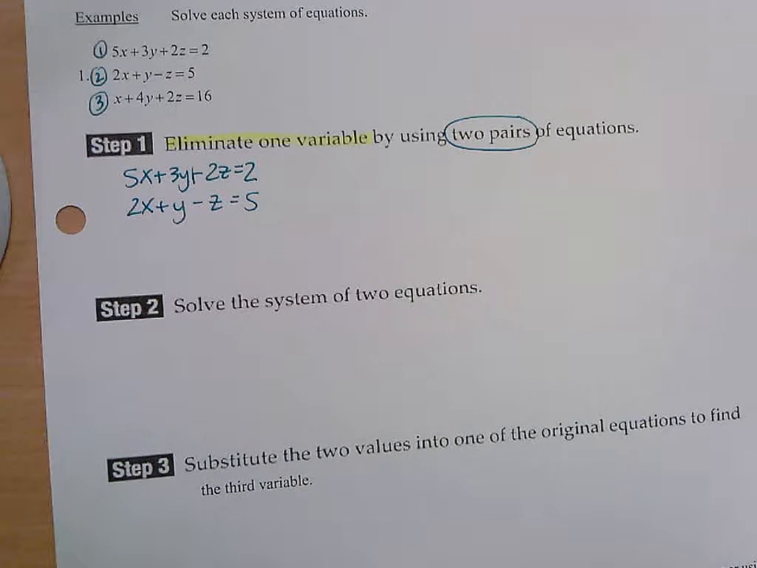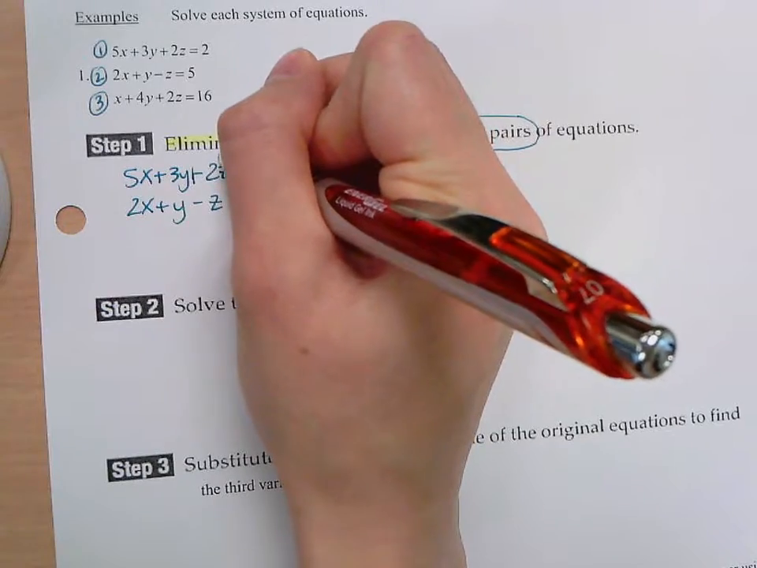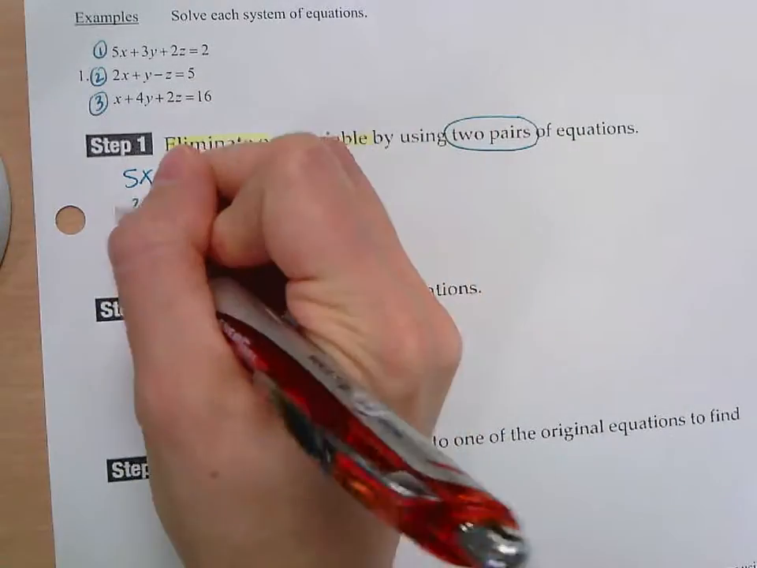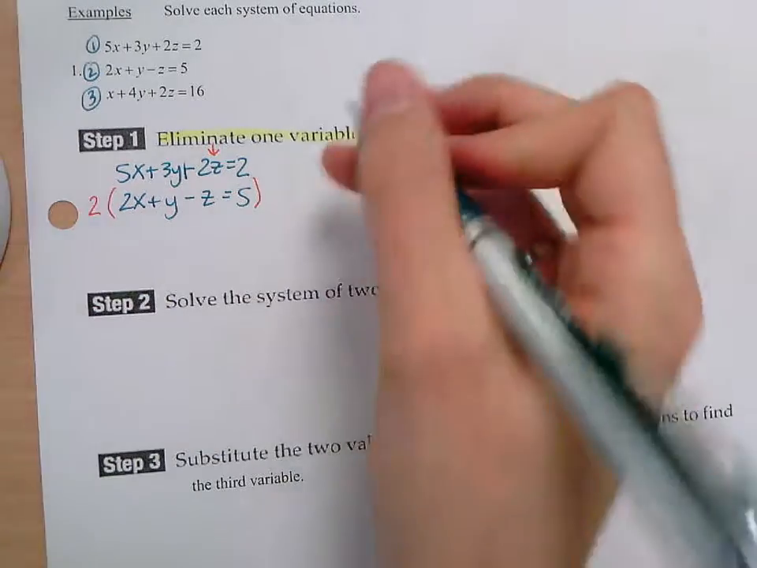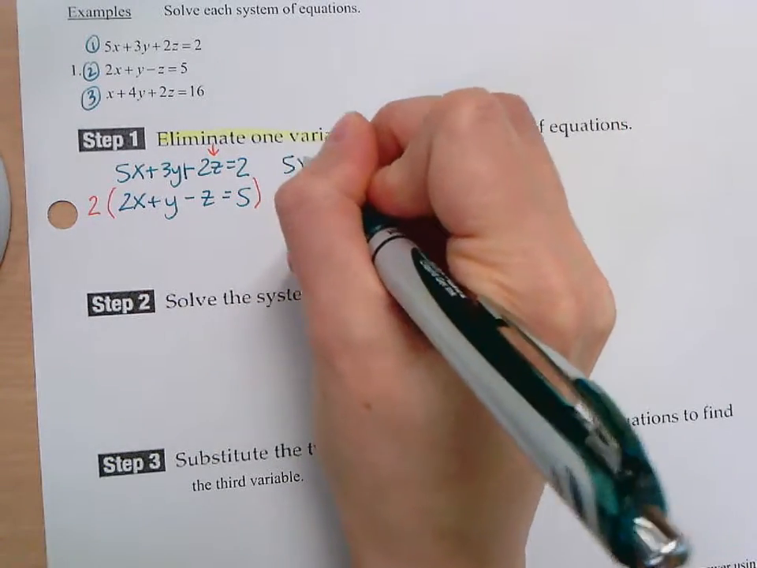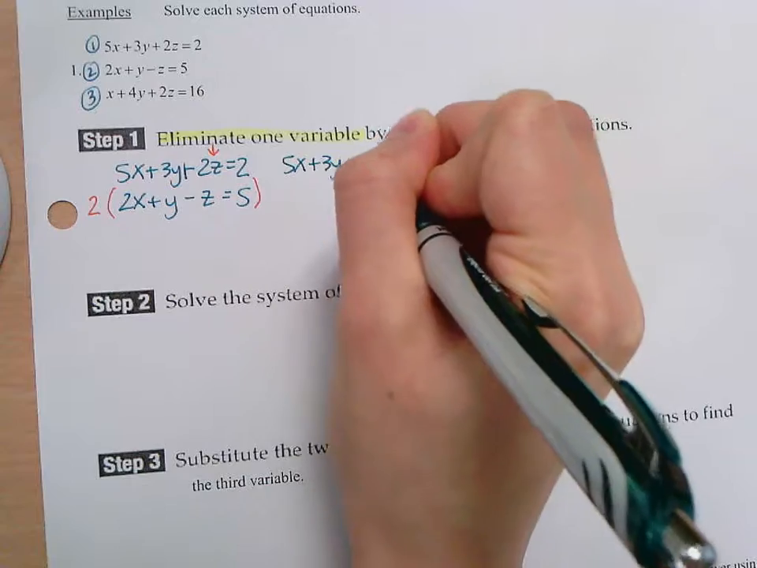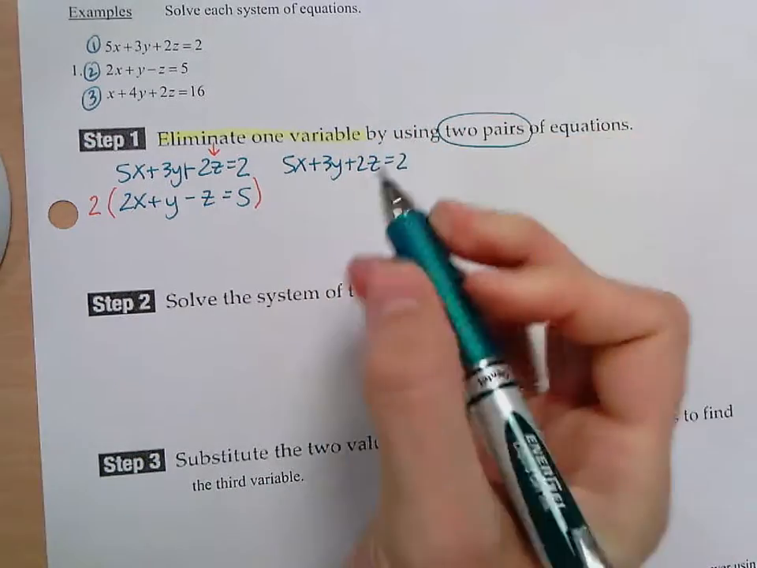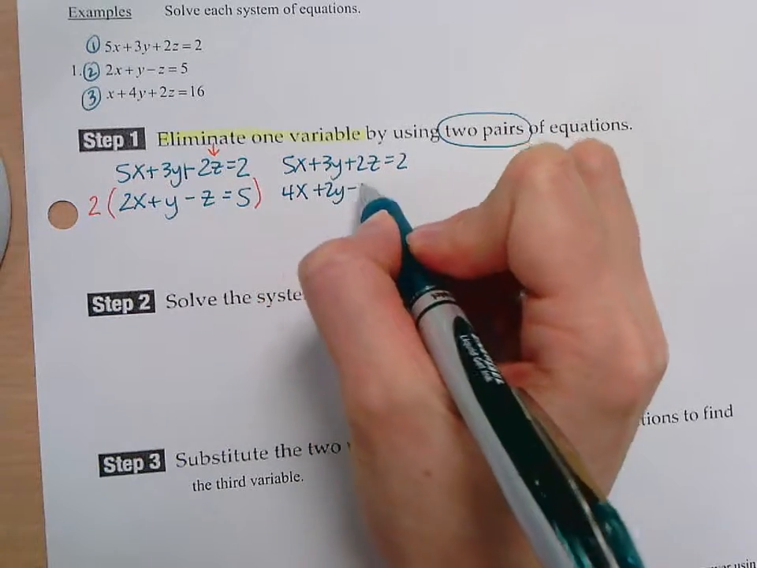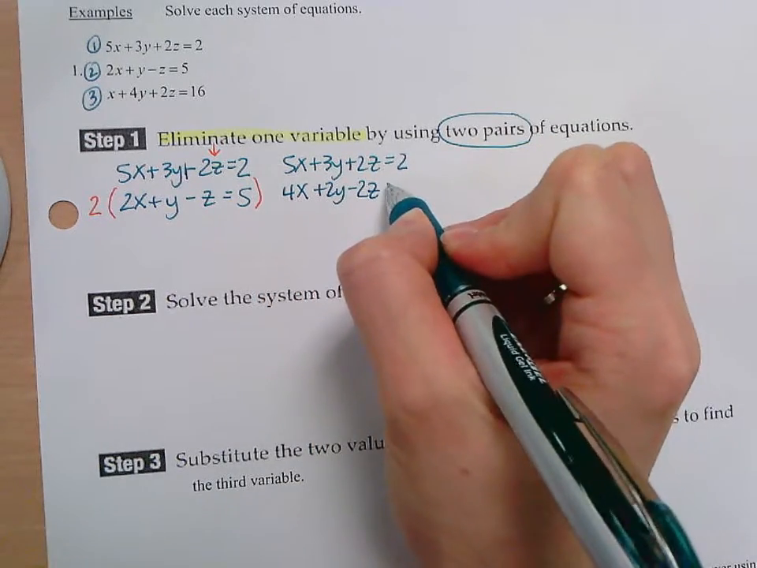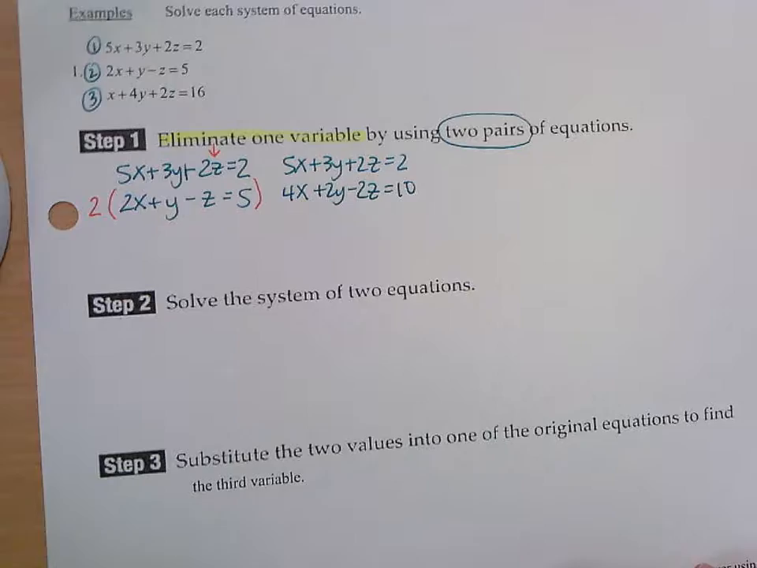So somebody pick X, Y, or Z, which would you eliminate, and then how would you, okay, Z, and then what do I have to do to get Z to eliminate? Multiply the second equation by 2. Okay, so I'm going to just rewrite this. My top equation is staying the same. And my bottom equation is now going to be 4x plus 2y minus 2z equals 10.